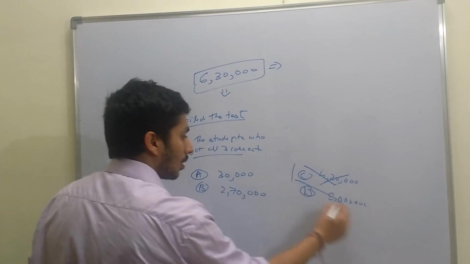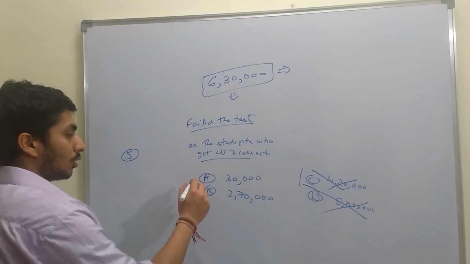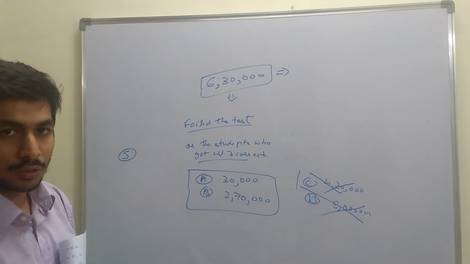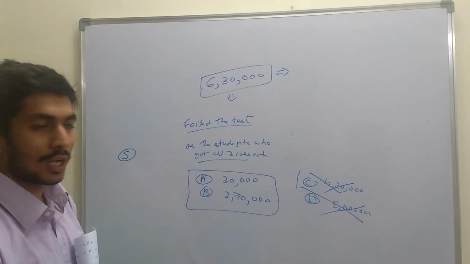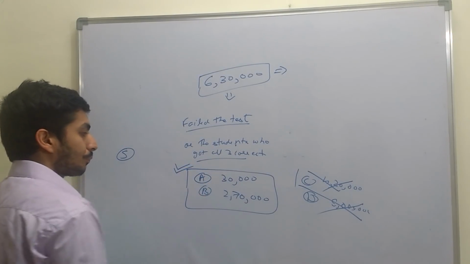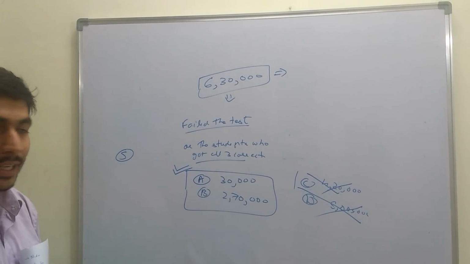So this option also becomes totally incorrect. So the answer could be from 30,000 or 2,70,000. And according to my calculations, again for this particular question as well, I am not sure, but according to my calculations, the answer should be 30,000. That is option number A.